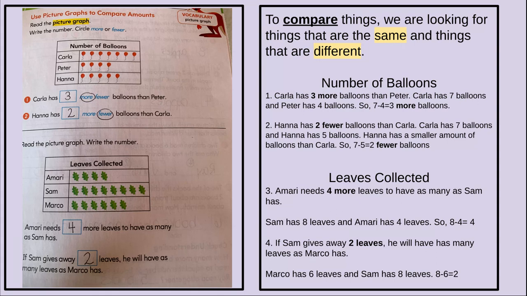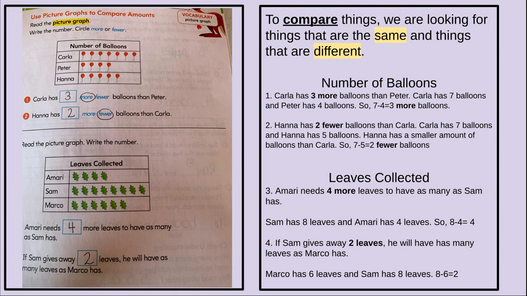And just to review, to compare things means that we're looking for things that are the same and things that are different. So if you look at number 1, Carla has 3 more balloons than Peter. Carla has 7 balloons and Peter has 4 balloons. So 7 minus 4 equals 3 more balloons.